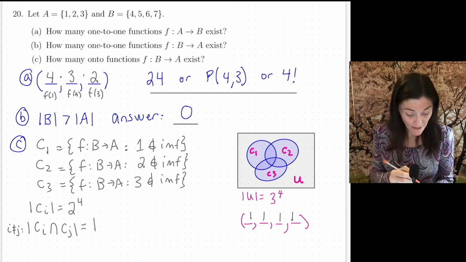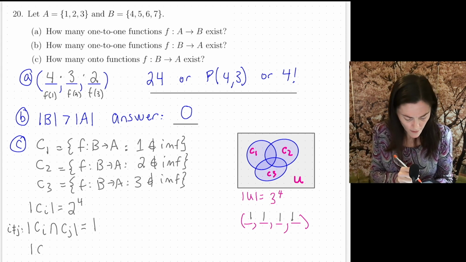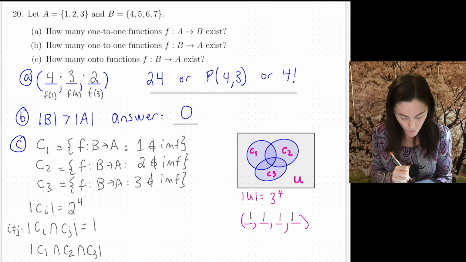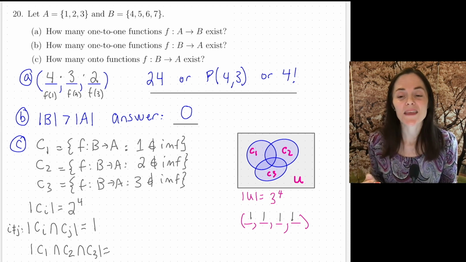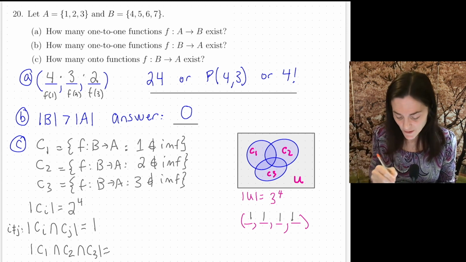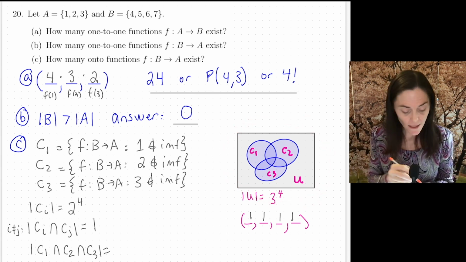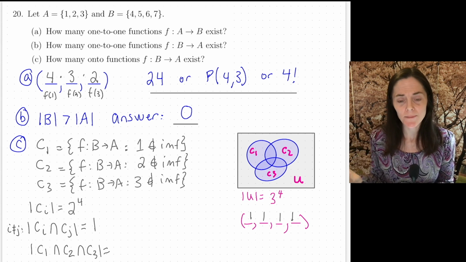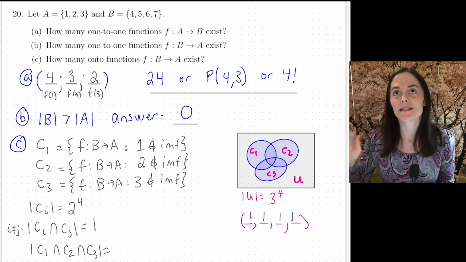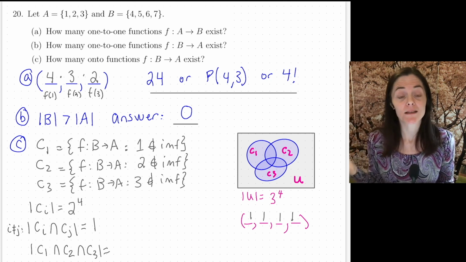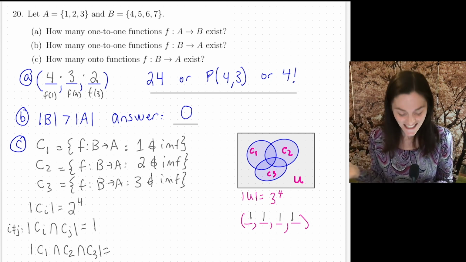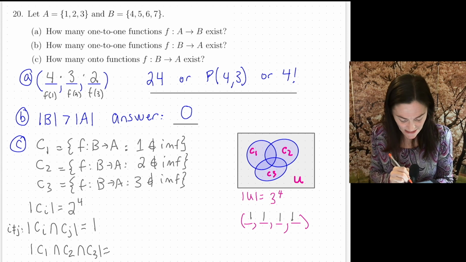And then finally, if you take all 3 of them, C1 intersect C2 intersect C3, well, this is why I said this Venn diagram was not accurate. It was just a general picture. This would say 1 is not in the image, 2 is not in the image, and 3 is not in the image. Well, there are no functions like this. So this is 0.